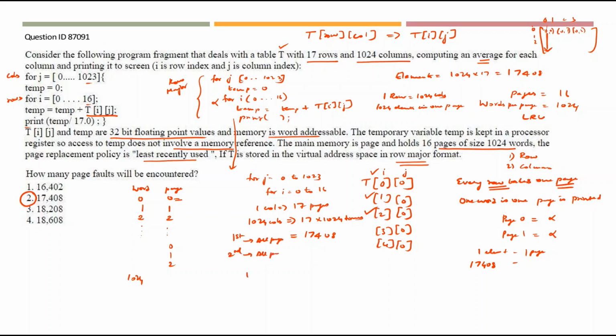So for 1024 columns into 17 pages, this is the calculation that we do. For every element, I am accessing every page. If I place the elements in the same page, then the page faults will be reduced. If I don't access the same page, then the page faults will increase. I hope you understand this. Maybe the subsequent questions will make it clear.